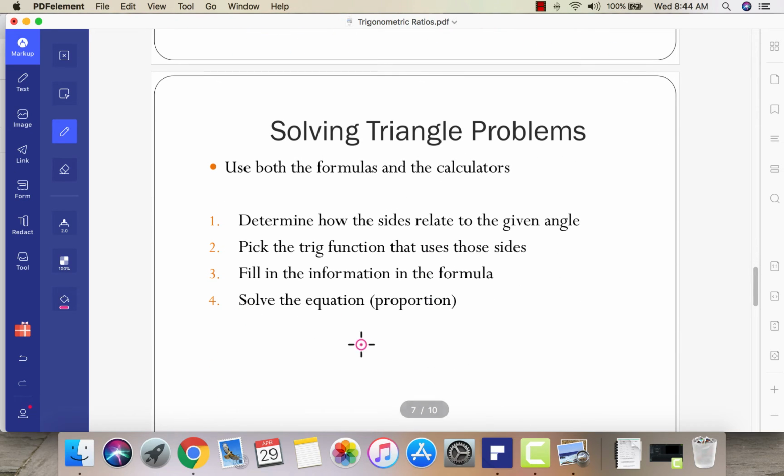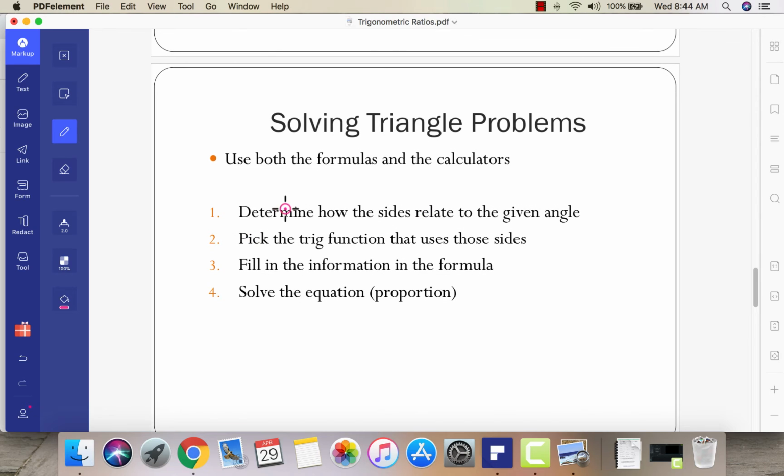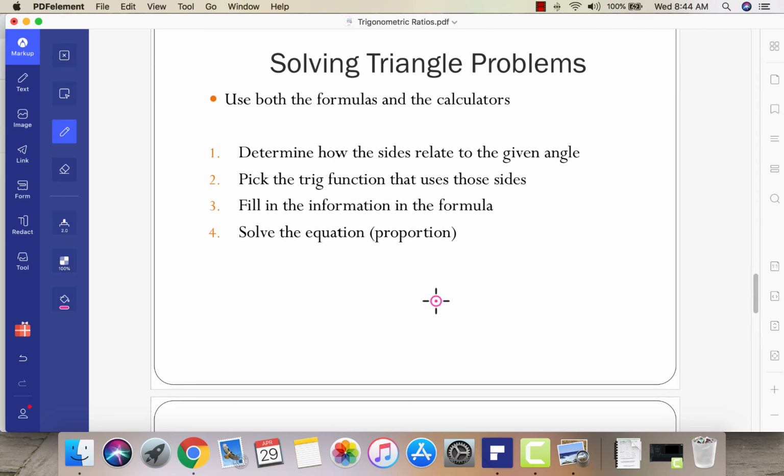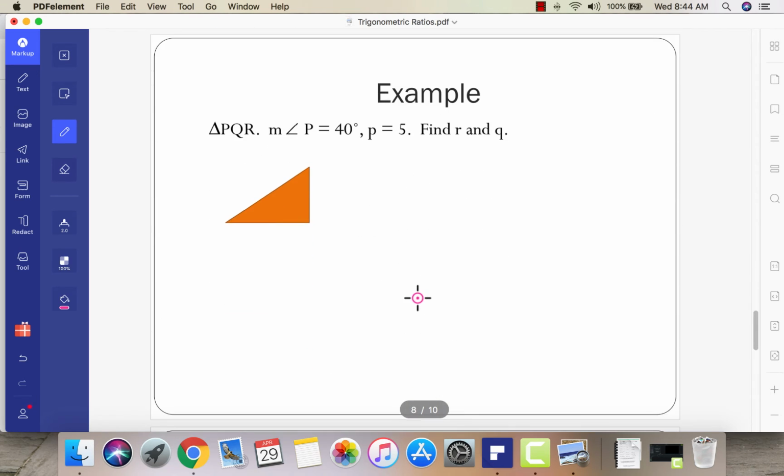Alright, solving trigonometry or triangle problems. Use both the formula and the calculator. So determine how the sides relate to the given angle. Pick the trig function that uses those sides. Fill in the information into the formula. Solve the equation using proportions.